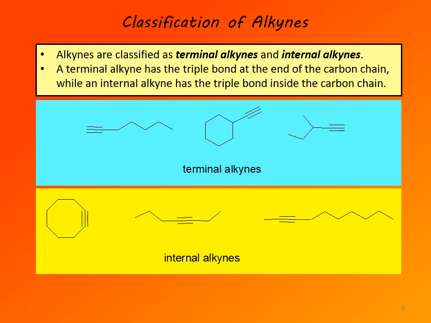By the way, note the first example, cyclooctyne. The smallest ring that can contain a triple bond is an 8-membered ring. So this is the smallest cycloalkyne. And of course, you can see that internal alkynes do not have a hydrogen attached to an sp hybridized carbon atom. That's a very important difference.